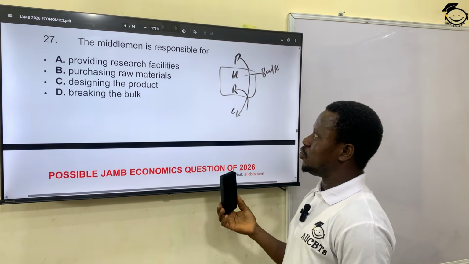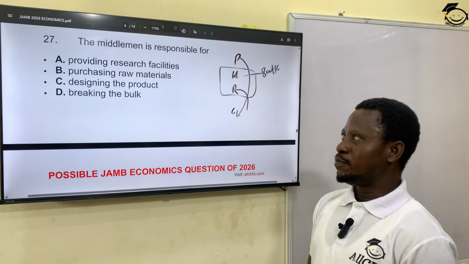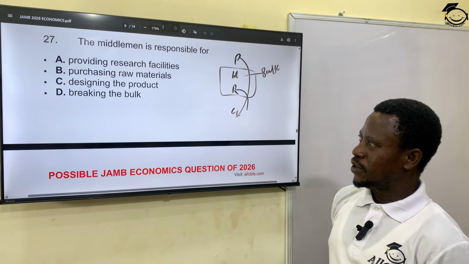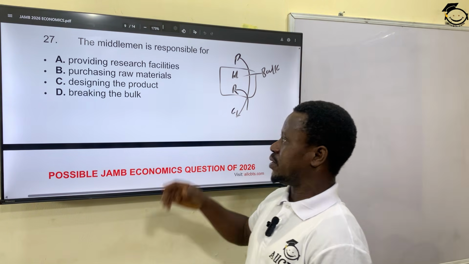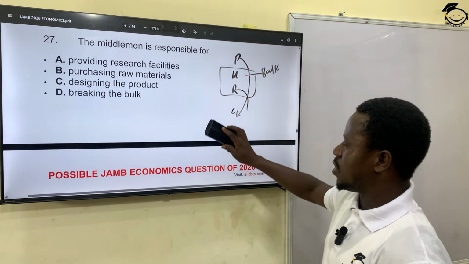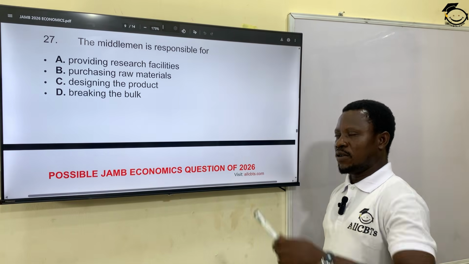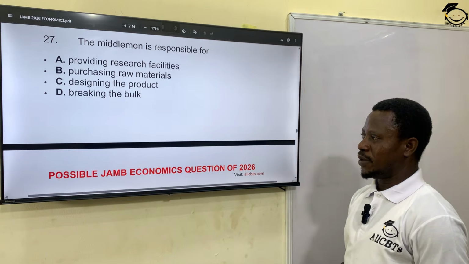So the middlemen are responsible for what? A, providing research facility. B, purchasing raw materials. C, designing the products. And D, breaking the bulk. Well, what I just put on the screen is breaking the bulk. The correct option there is option D. They break the bulk from the producer so as to break it down to get to the consumer.